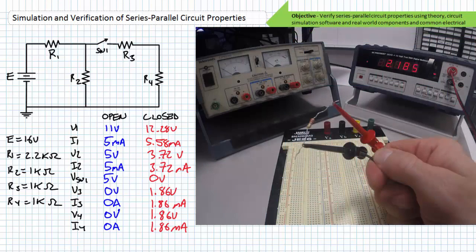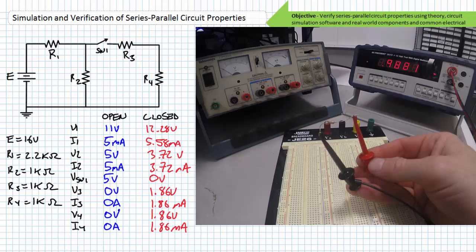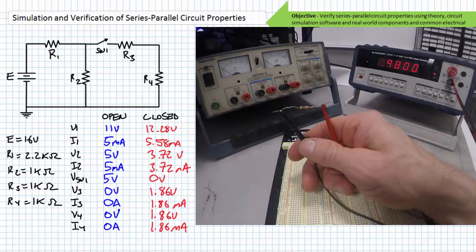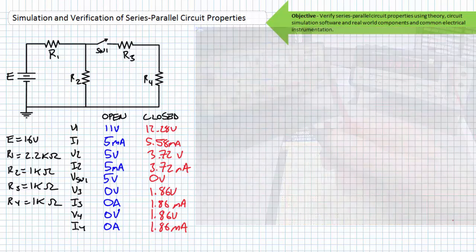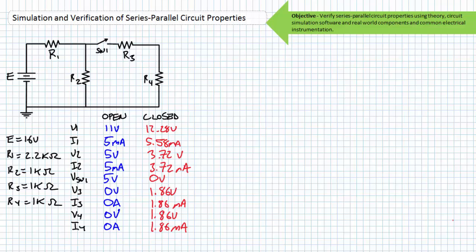The ohm meter says R1, the 2.2 kilo-ohm resistor, is within spec. The ohm meter says R2, one of the 1 kilo-ohm resistors, is in spec. The ohm meter says R3, one of the 1 kilo-ohm resistors, is within spec. Finally, the ohm meter says R4, the last of the 1 kilo-ohm resistors, is within spec. This simple function check assures no faulted components are unknowingly used to build a circuit. Additionally, it prevents a misreading of the 4-band color code from becoming a problem later.